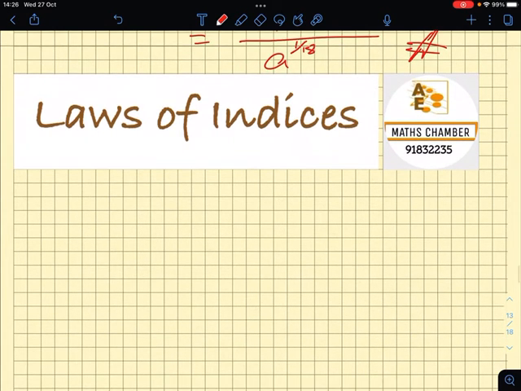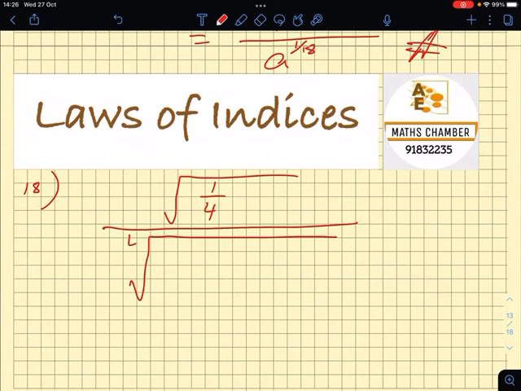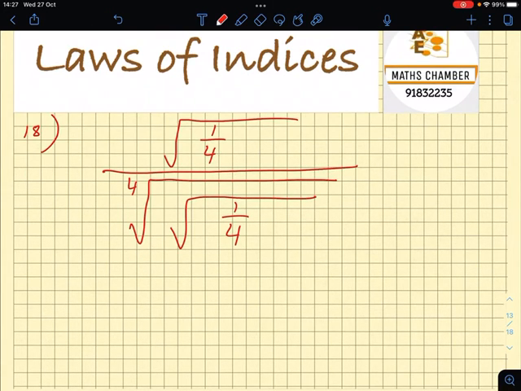So let's do number 18. Number 18, another intimidating question. So square root of 1 over 4, and we have fourth root, okay? And we have a square root of 1 over 4. Beautiful, right? So how are we going to do this? All right, first thing, do not panic, okay?